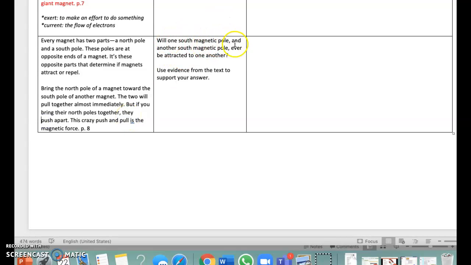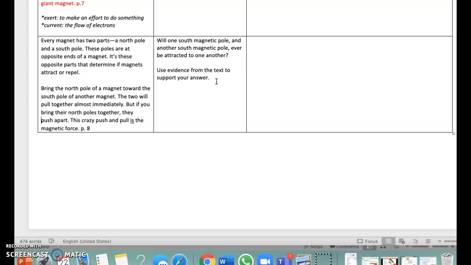Will one south magnetic pole and another south magnetic pole ever be attracted to each other? Please use evidence from the text to support your answer. Why don't you guys go ahead and orally tell me, what do you think? Will a south pole and a south pole be attracted to each other? Why or why not? Yeah, you're so smart. Exactly.